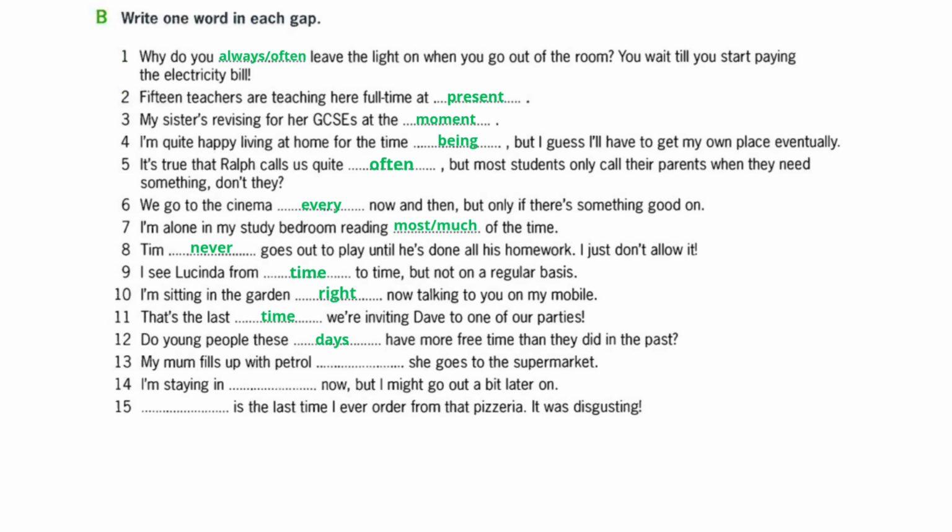For this sentence, we can either say, my mom fills up with petrol when she goes to the supermarket, or, whenever she goes to the supermarket, or, if she goes to the supermarket, to show that she does these activities all together even though they don't have to occur at the same time. I'm staying in for now, meaning they're staying temporarily, but I might go out a bit later on.